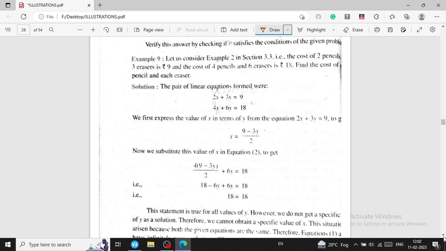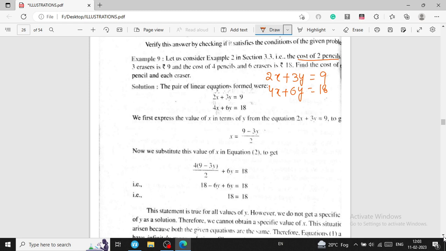And the next question we have is given from section 3.3. The cost of 2 pencils and 3 erasers: 2x plus 3y is equal to 9. 4 pencils, 4x, and 6 erasers, 6y is equal to 18. You can do it here. Take the first equation.